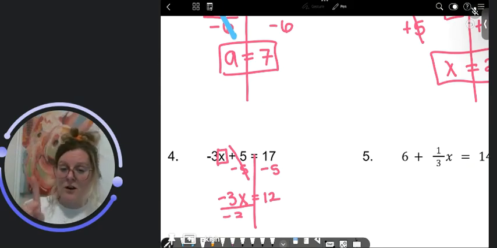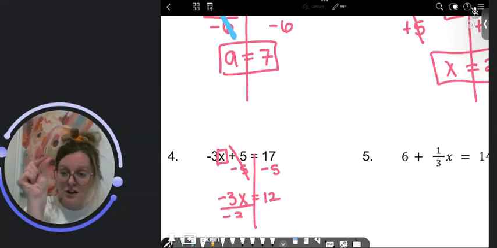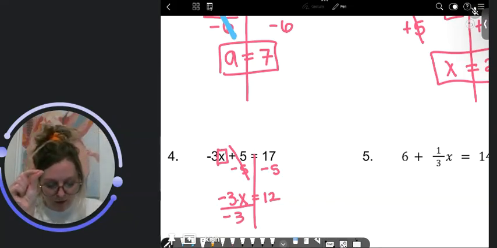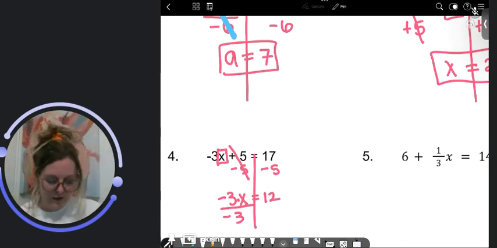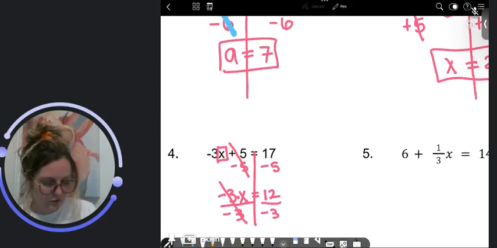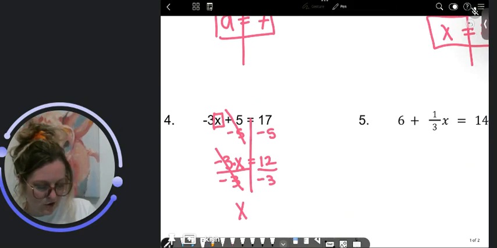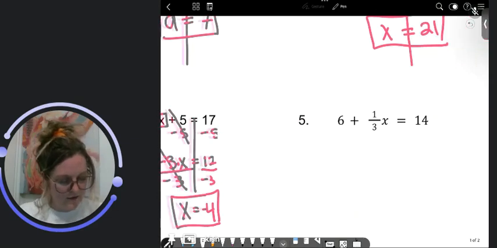Now be careful here. With negative 3, it's easy to want to say plus, but remember when the x and the number are touching, that means multiply. So to undo multiply, we need to divide. They cancel on the left. What we do to the left, we have to do to the right. We get x is equal to negative 4. All right, moving on here to number 5.